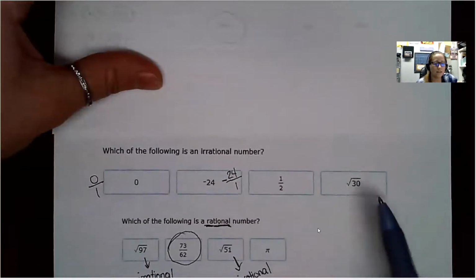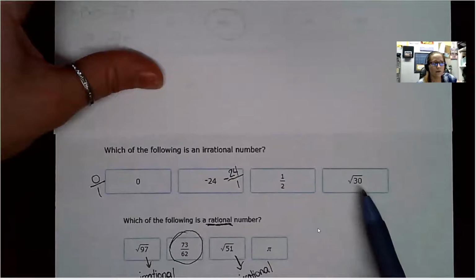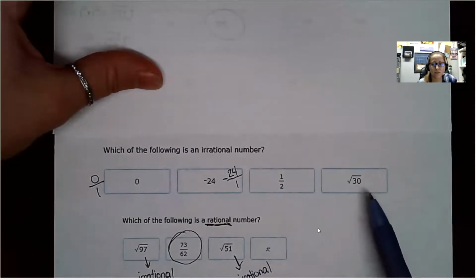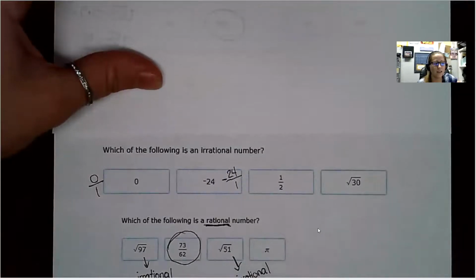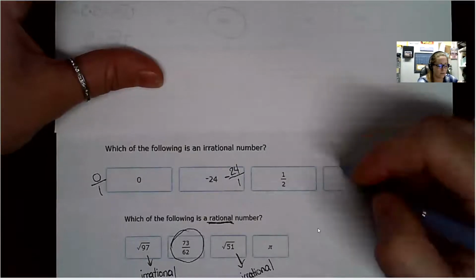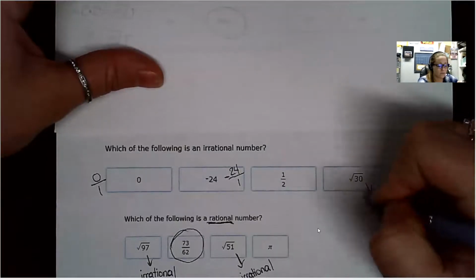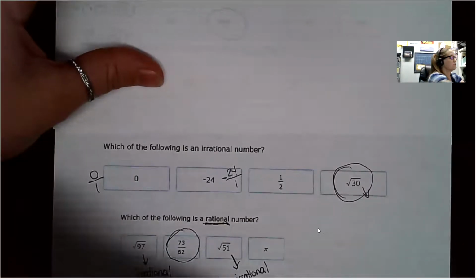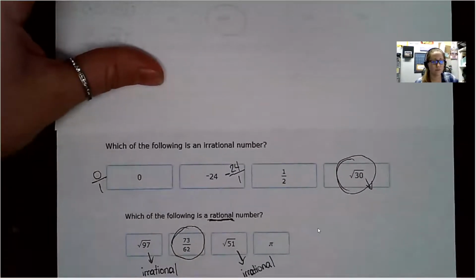But then you look at this number down here and you can see the square root of 30. Thinking about finding the square root of 30, it's not going to give me a whole number. It's going to give me a decimal. It's not a perfect square. So we would say that this one is, and I'll circle it, this one is the irrational number.